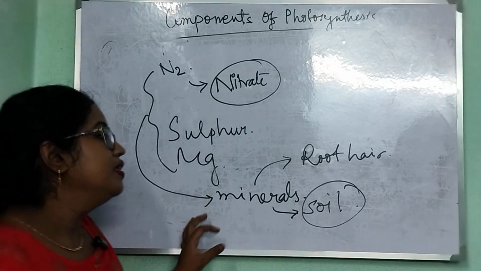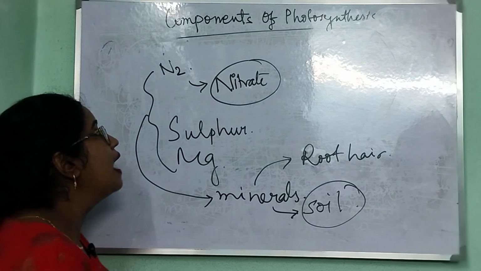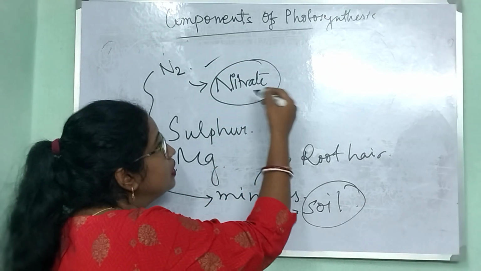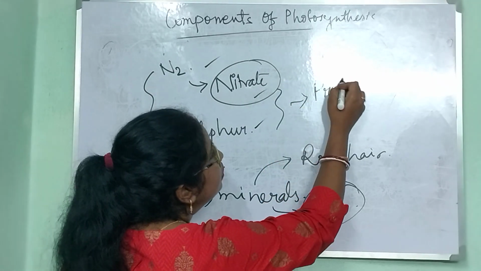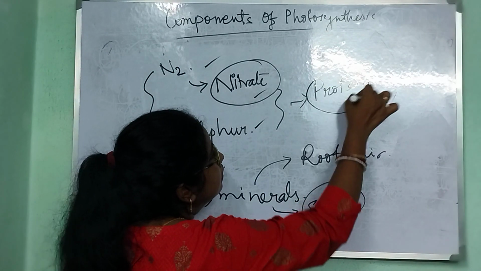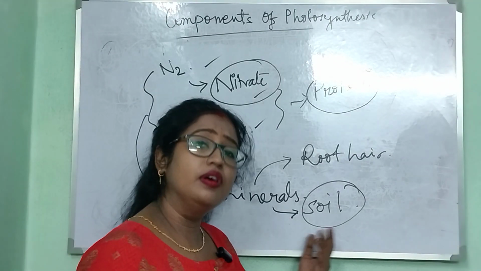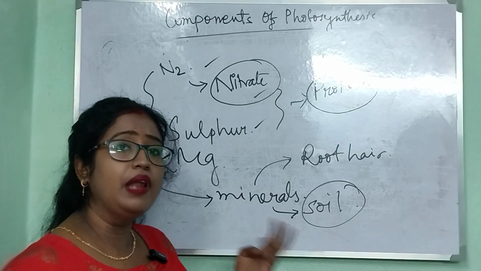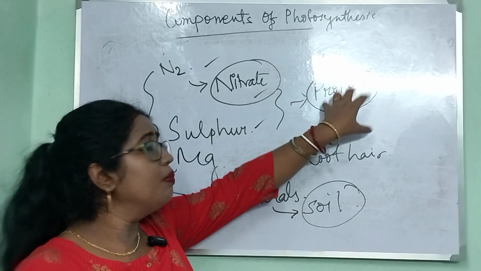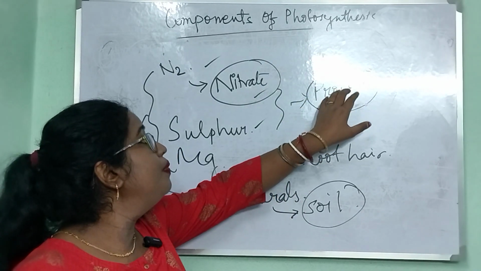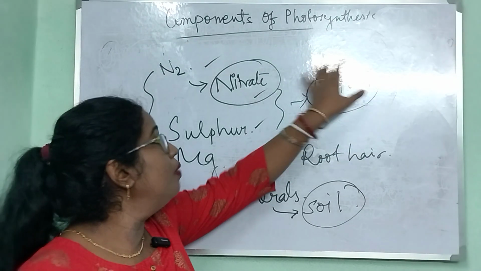So these are the helping components in the process of photosynthesis, and with the help of nitrogen or nitrate and sulfur, plants make their protein food component. We know that pulses and soybean, these types of plant food, carry proteins in them. So the protein component in plants is formed by this nitrogen and sulfur.